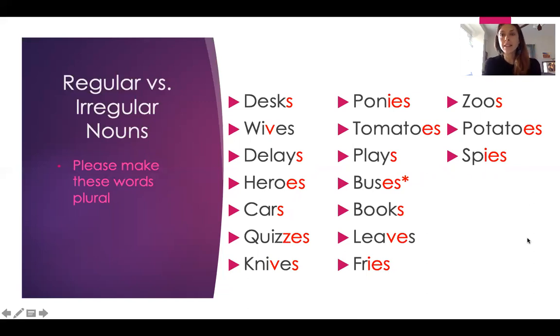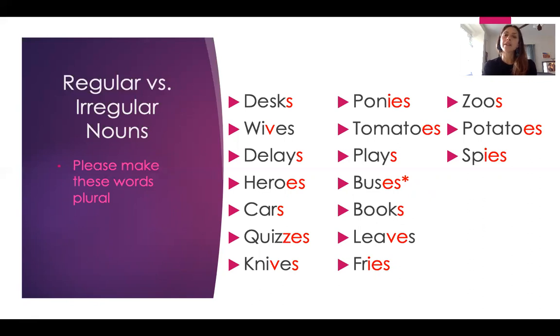Knife is the same as wife, so knife becomes knives. Pony becomes ponies. We lose the Y. Tomato becomes tomatoes with an ES. Play becomes plays. Bus becomes buses.